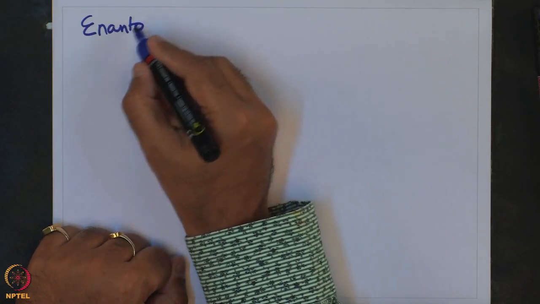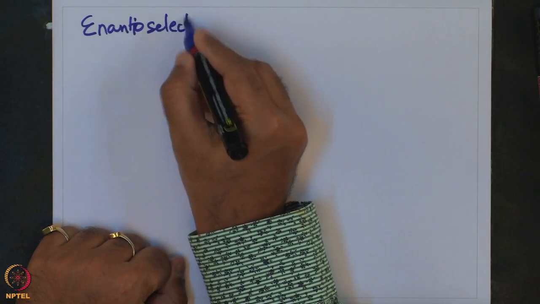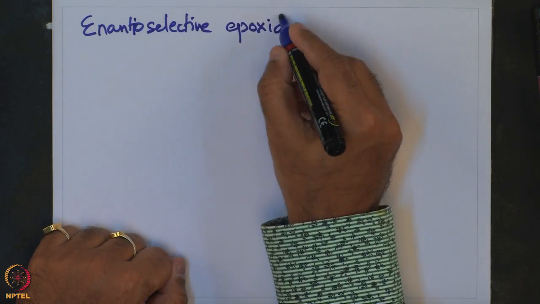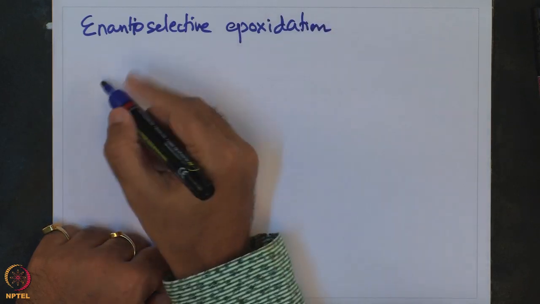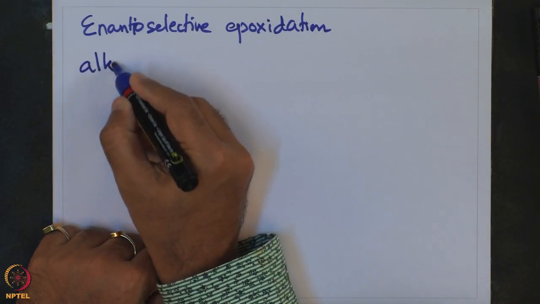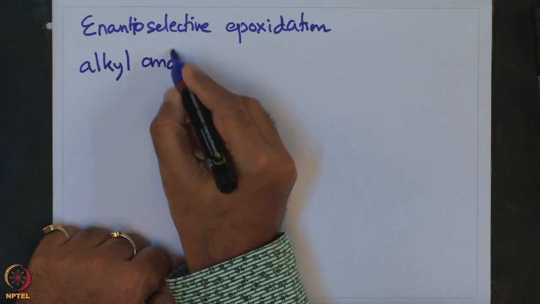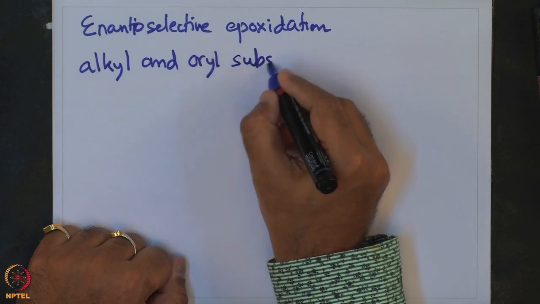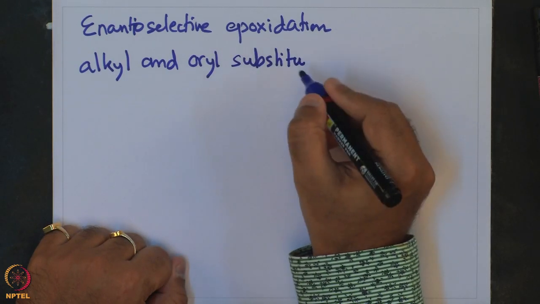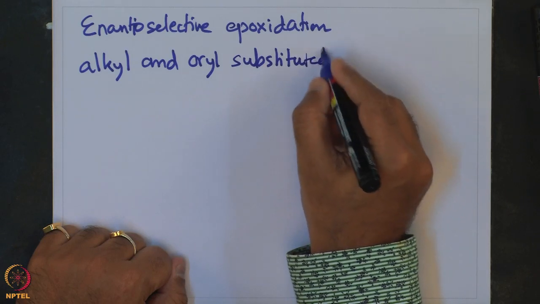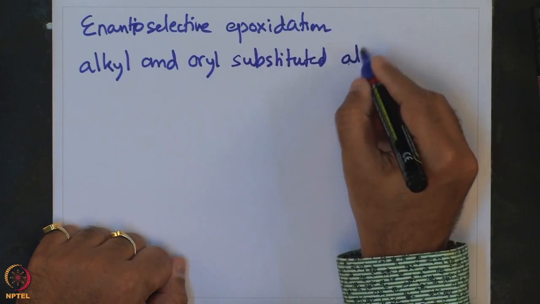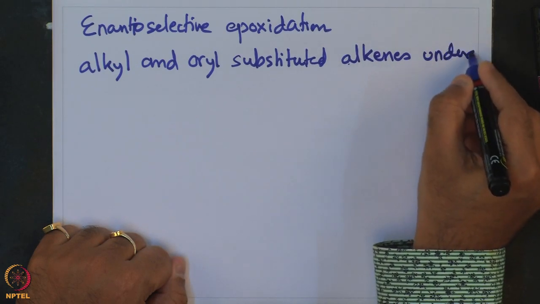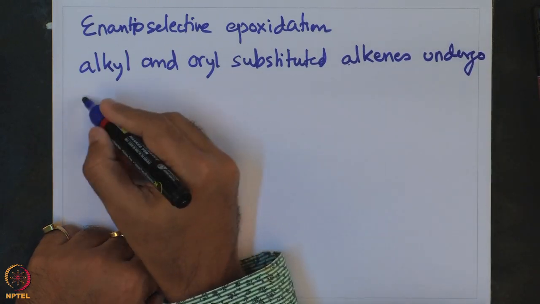So, another example of enantioselective epoxidation involves alkyl and aryl substituted alkenes that undergo enantioselective epoxidation.